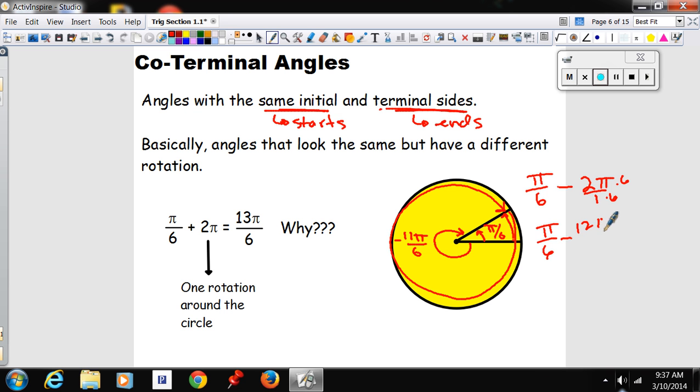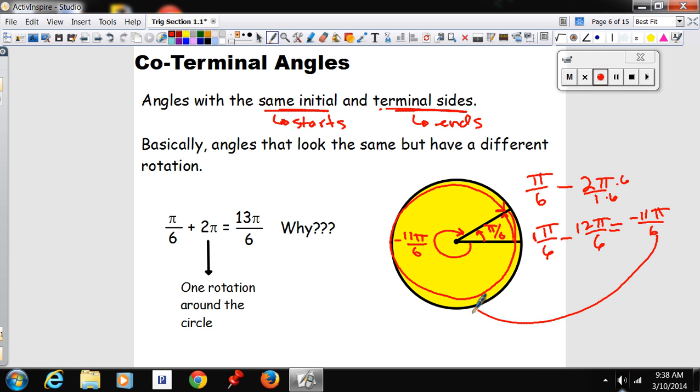And so what's my new fraction going to be over here? It's going to be 12 pi over 6. Do you see how 12 pi over 6 is the same as 2 pi? Because if you divided 12 by 6, you'd still get 2, right? Now I can subtract. What do I get when I subtract? 1 pi minus 12 pi. Negative 11 pi over 6.